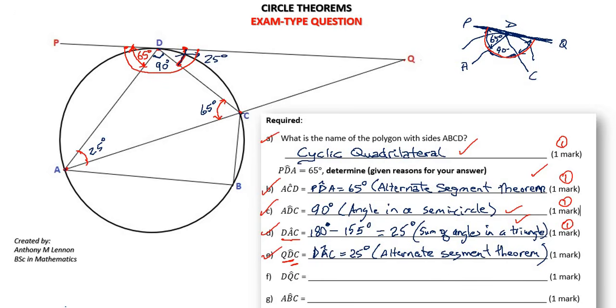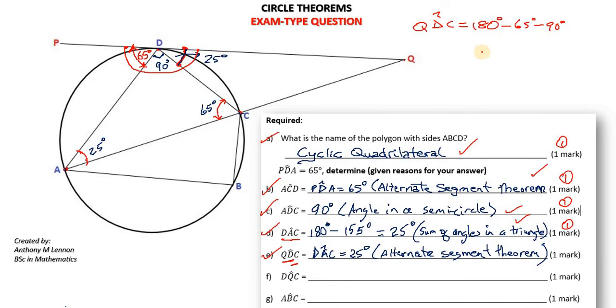Remember that rule, adjacent angles on a straight line are supplementary, meaning they add up to 180 degrees. So we could have found the same angle QDC using the principle of angle on a straight line. Not a circle theorem, but an angle fact indeed. Angle QDC is equal to 180 degrees minus 65 degrees, and then we also take the 90 degrees away. That gives us 25 degrees. The reason: adjacent angles on a straight line are supplementary, and supplementary means add up to 180 degrees.